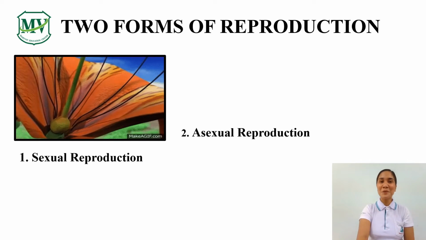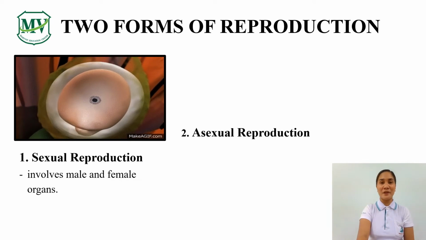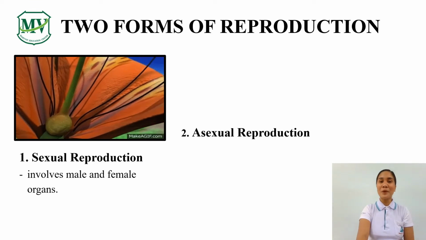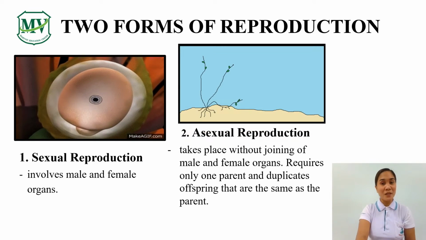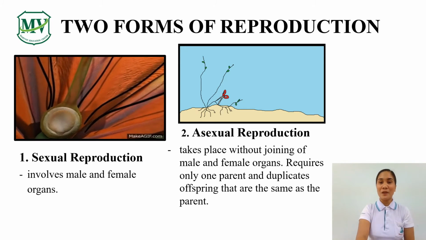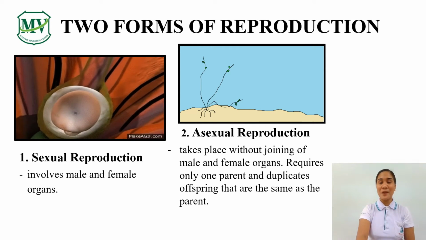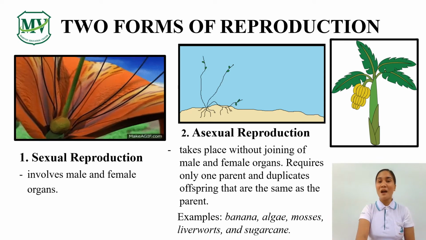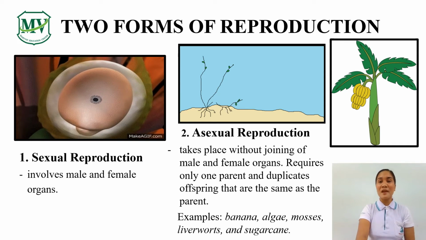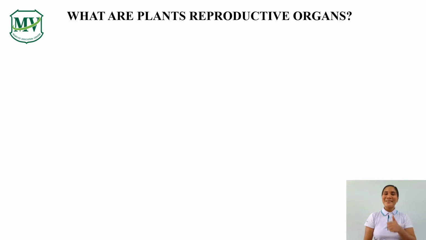Amazing! Sexual reproduction involves male and female organs, while asexual reproduction takes place without the joining of male and female organs. It requires only one parent and produces offspring that are the same as the parent. Examples of these are banana, algae, mosses, liverworts, and sugarcane. How do plants reproduce? What are plants' reproductive organs? Excellent! All parts of a flower aid in the process of reproduction.